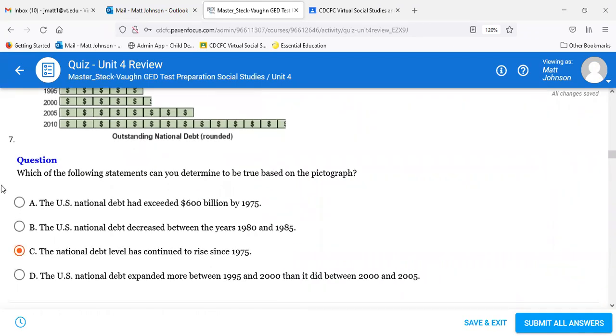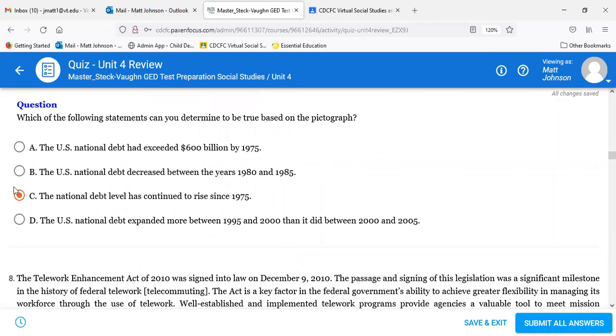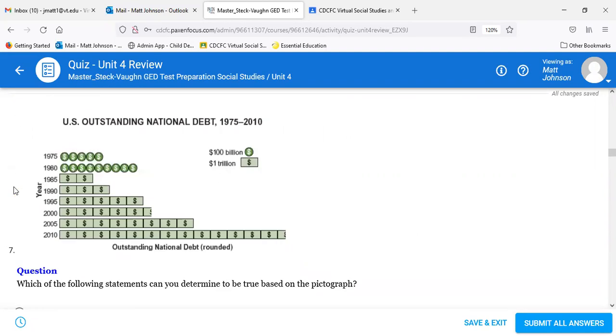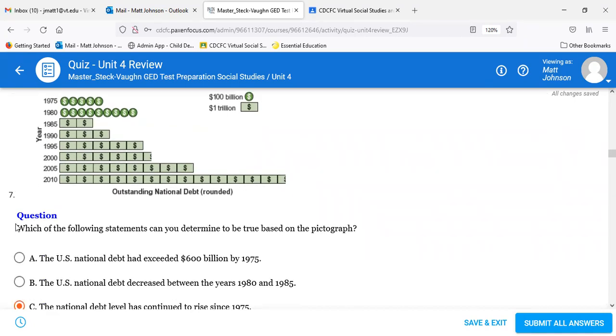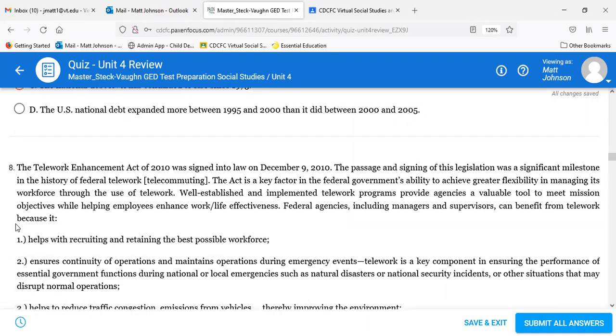So yeah, 7 is C. It's basically, it continues to increase there. And remember there too, we have 2 symbols. We have the green dollar sign in the circle for 100 billion, and then we have that block to show a trillion. And then once we get to 1980, we change the symbol because we're into a new value in the chart. Okay, so 7 was C.